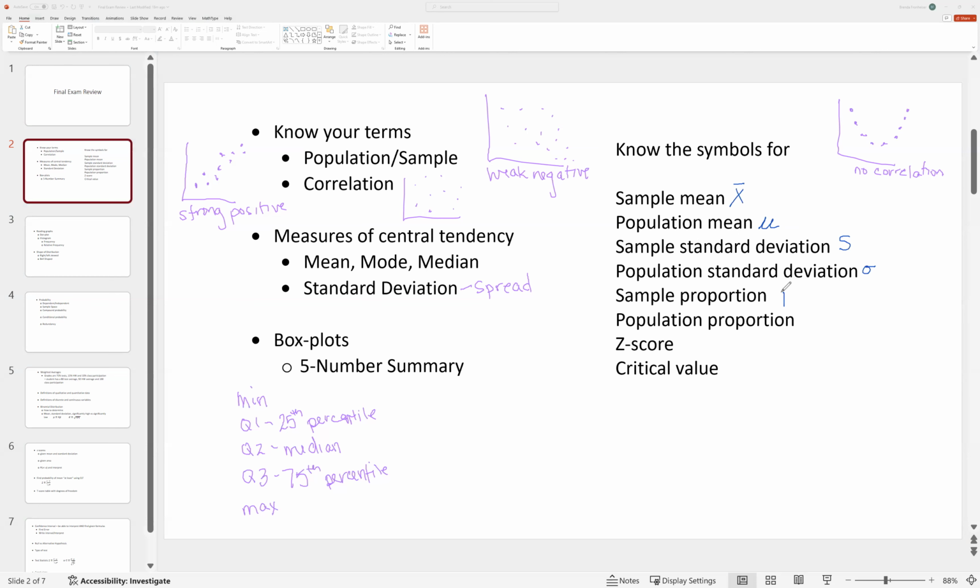Sample proportion was your P hat, whereas population proportion was P. Your Z-score is just Z. And your critical value, now we've gotten a little bit lazy lately, or I have, I guess, and haven't really been using this symbol a lot, but your critical value always has either the little alpha by it or alpha over 2. Basically showing that you're looking for that 5% or your 2.5% or whatever. Okay. All right. So next step.